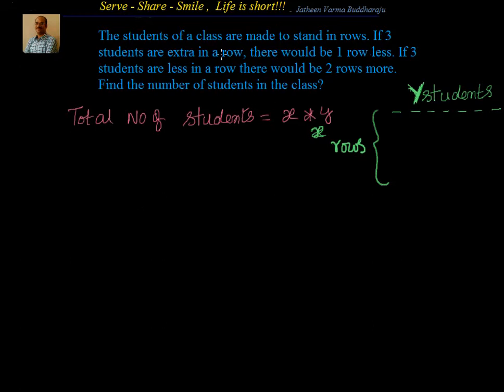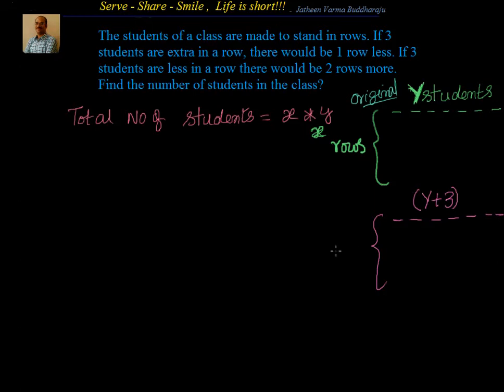If 3 students are extra in a row, that means what is the second? This is the original condition. Let us look for first and second also. We'll try to do that pictorially so that it will be a little bit easy to understand. Now in the second case, if 3 students are extra in a row, that means how many are there in the row now? Y plus 3 students are in the row.